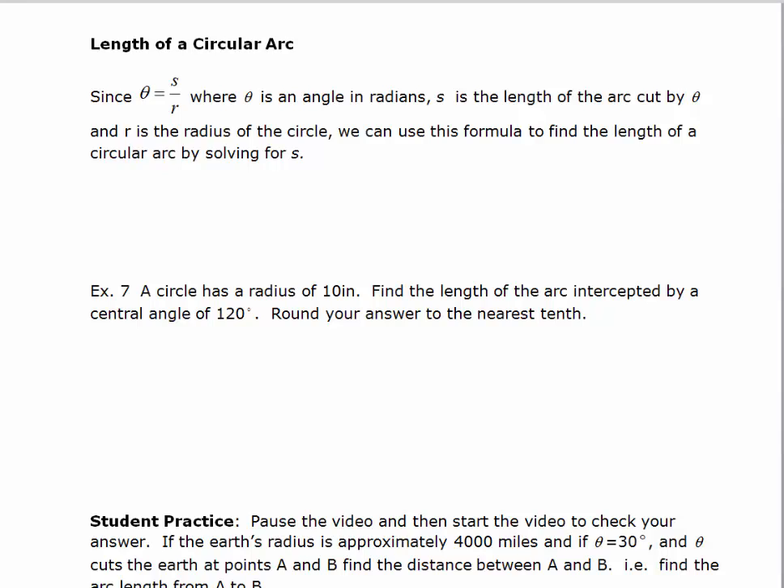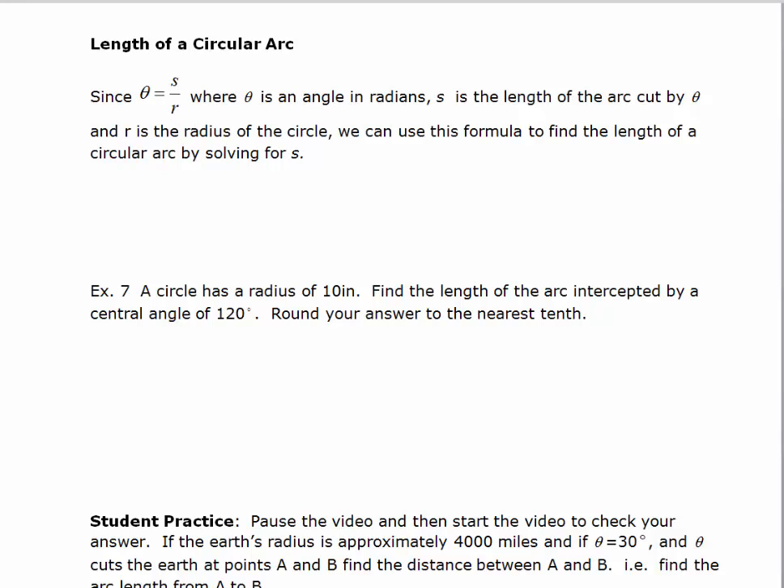In this lesson, we're going to use the formula for the radian measure of an angle to find the arc length when you're given an angle. Since theta is equal to s over r, meaning the angle is equal to the arc length over the radius, and theta is in radians, we can use this formula to find the length of an arc basically by just solving for s.